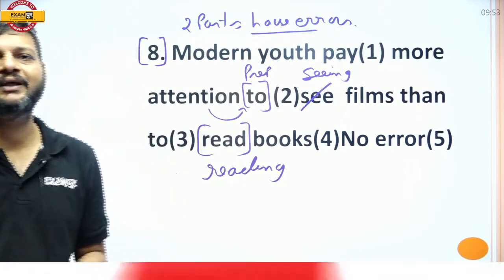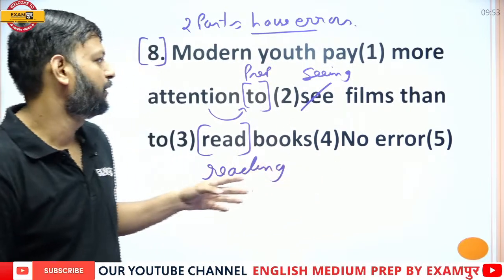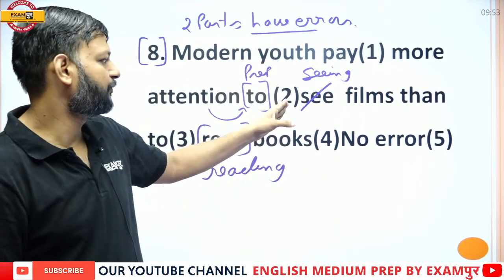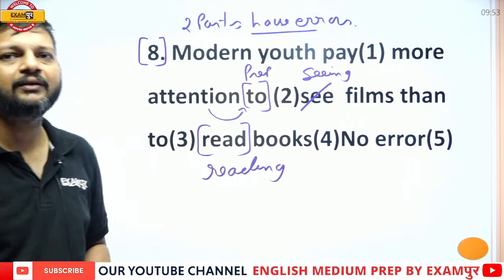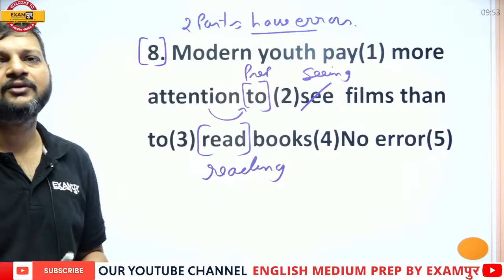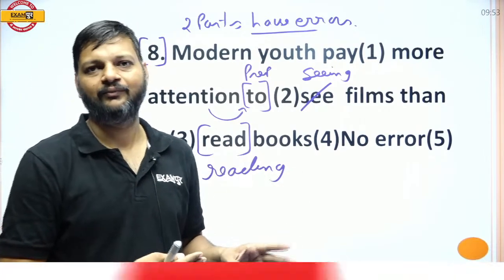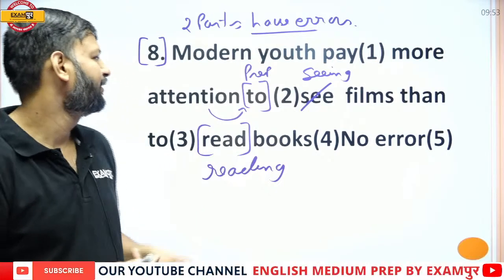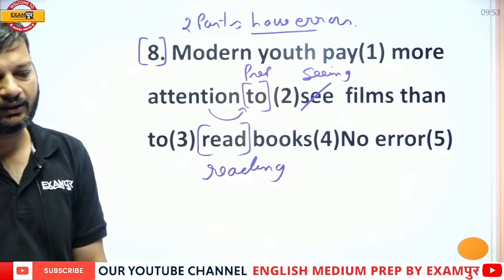You should not be thinking about how to solve this question, because both part 2 and part 3 have error. So in the real examination such questions will not be asked. This question is a typo error. So I have corrected it, right? So to seeing and to reading will be the answer.